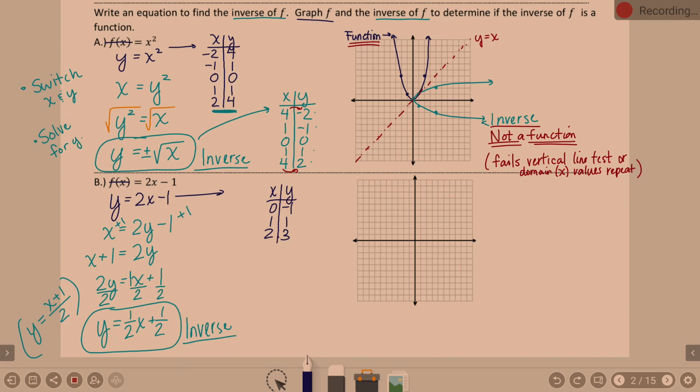Or what if you want to do that slope-intercept? What do we know? The y-intercept is negative 1, because that's your b value. My slope is what?